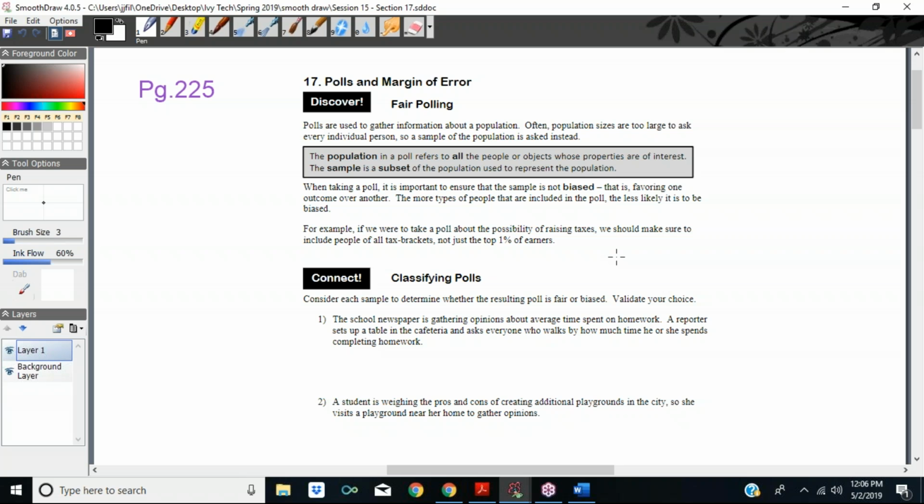And so we're going to do this little exercise here with questions 1 and 2 that asks us to consider each sample and determine whether the resulting poll is fair or biased, and then explain why. So the first one says, the school newspaper is gathering opinions about average time spent on homework. A reporter sets up a table in the cafeteria and asks everyone who walks by how much time he or she spends completing homework. We want to know, is this fair or biased? Does it have just a random sampling of people, or is it only interviewing a certain group of people? What do you think?